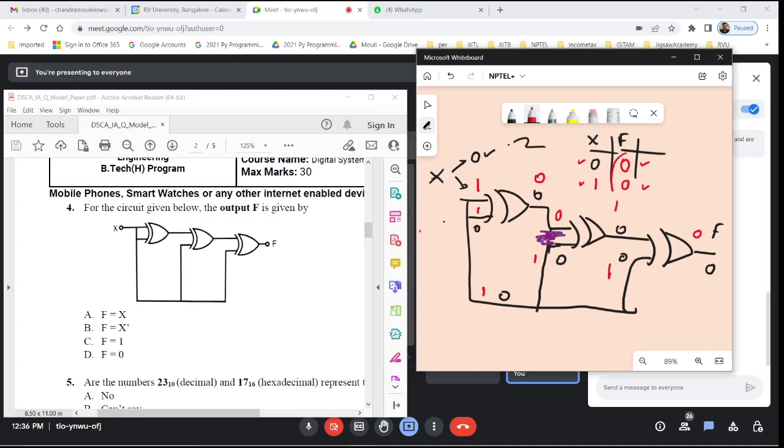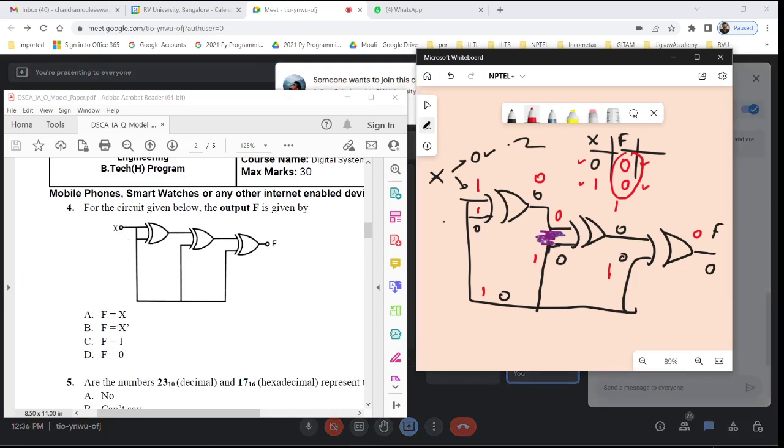It is always equal to 0 irrespective of whatever value of X I give. So F is equal to 0. That is always 0 irrespective of X. So the option D. This is how you should solve a problem like this.